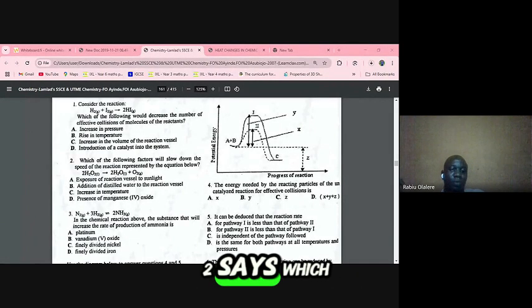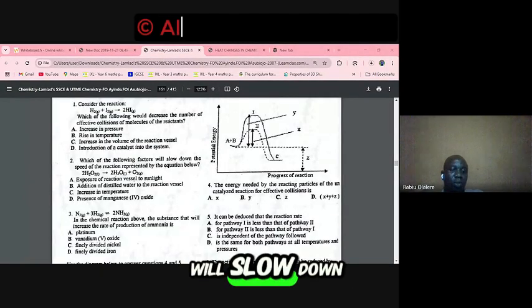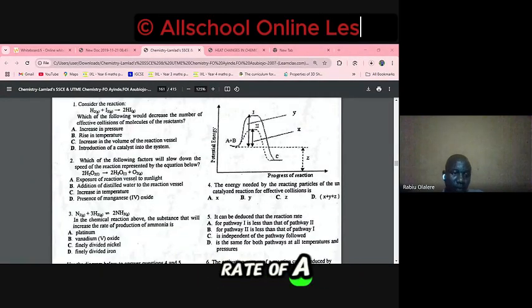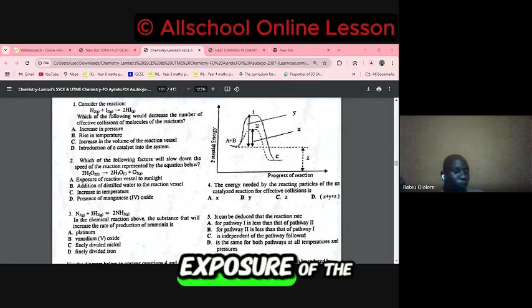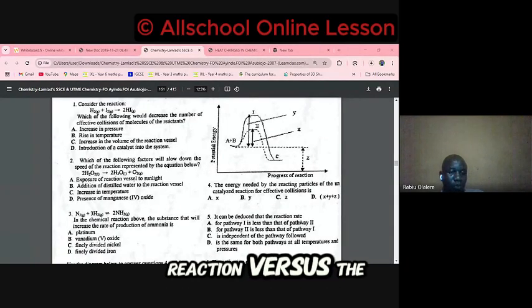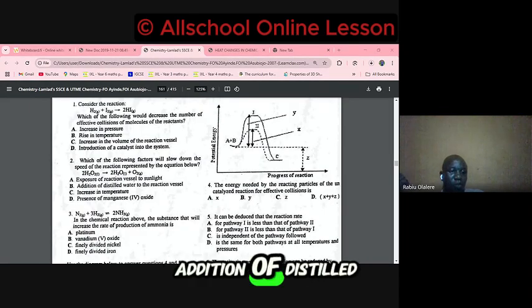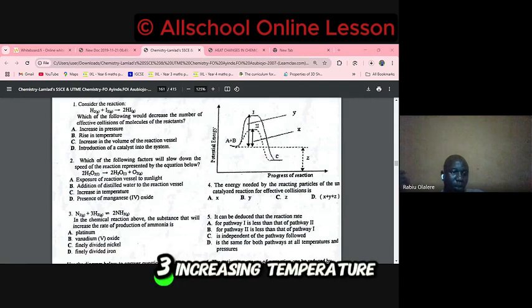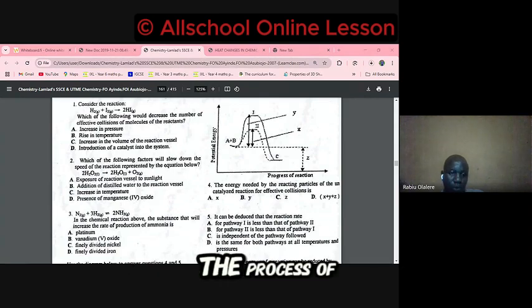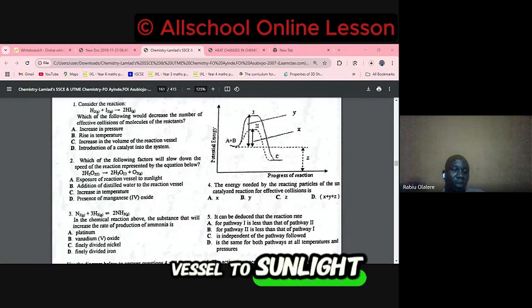Number two says, which of the following factors will slow down, that means will decrease the rate of the reaction. A, exposure of the reaction vessel to sunlight. B, addition of distilled water to the reaction vessel. C, increasing temperature. D, presence of MnO2. So the first one says exposure of the reaction vessel to sunlight.